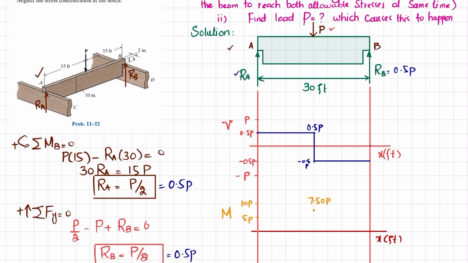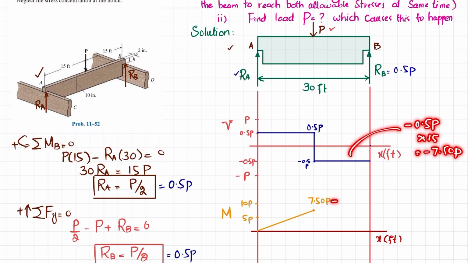So this will be 7.50P. Also you can see that shear force is a horizontal line with a constant degree, and this area is positive, so bending moment will be 1 degree higher, and it will be a straight line and slope will be increasing. Similarly, this second area is minus 0.5 P multiplied by 15. That will give you minus 7.50 P.